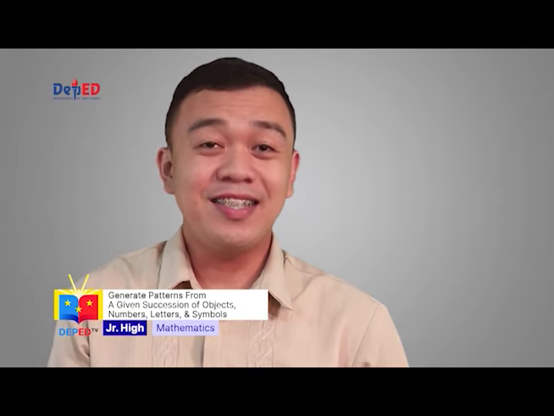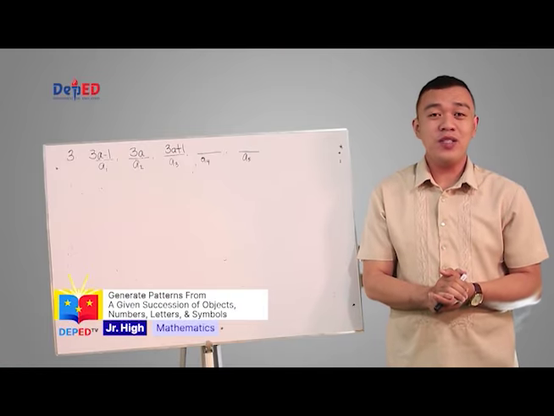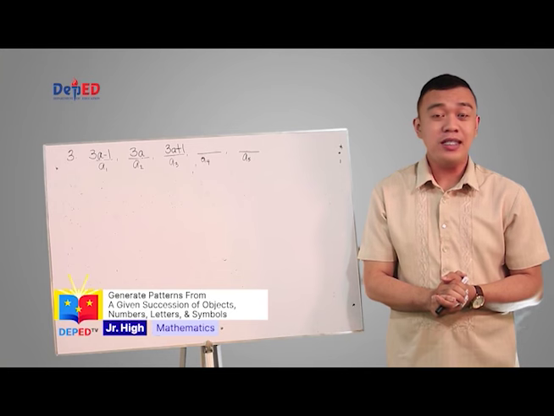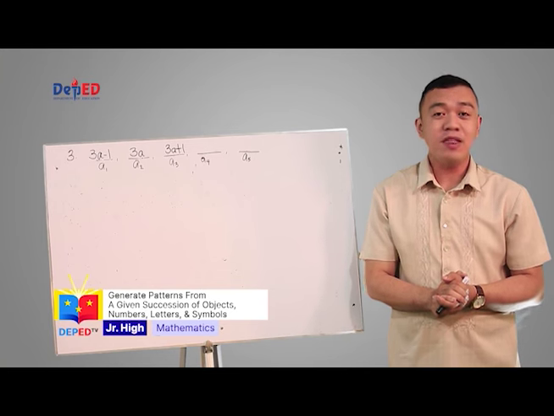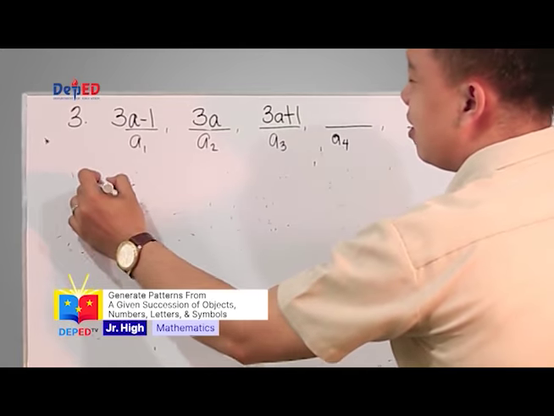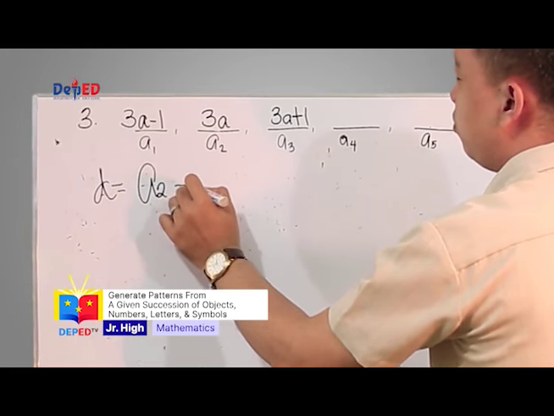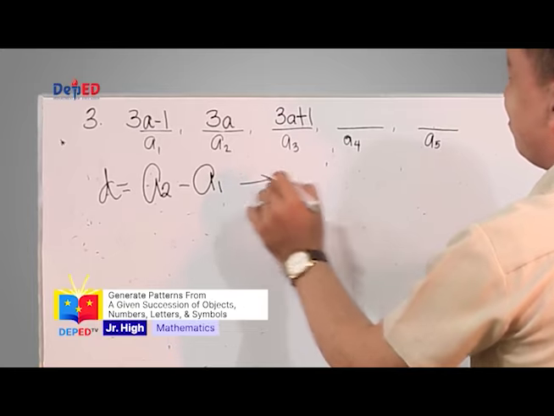Find the common difference of the arithmetic sequence 3a minus 1, 3a, 3a plus 1, and so on. Let's take it one by one. We must remember that in an arithmetic sequence, the common difference, d, is a term minus the preceding term. Thus, the difference is equal to a sub 2 minus a sub 1.